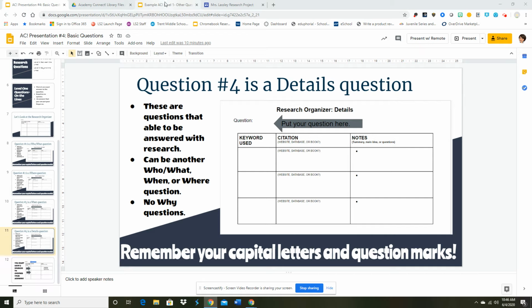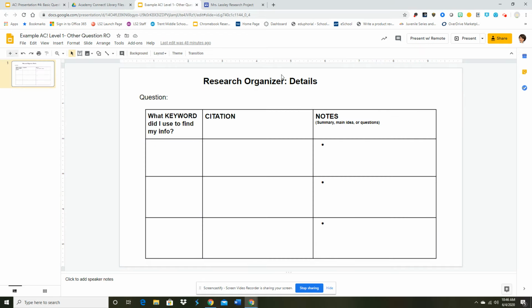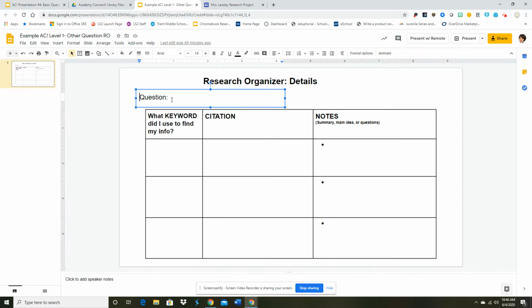So let's go over to our research organizer, and I've just labeled this one details. You might even hear it called other question. However we word it, it's fine, other question. But I'm going to go here and see if it'll let me. There we go. And let's see, I think I am going to write who was involved in, I spell that wrong every time, World War II.